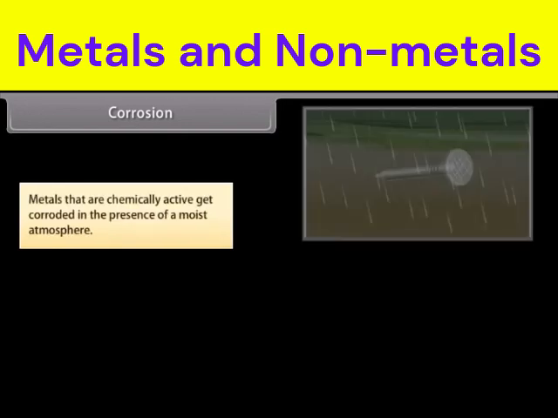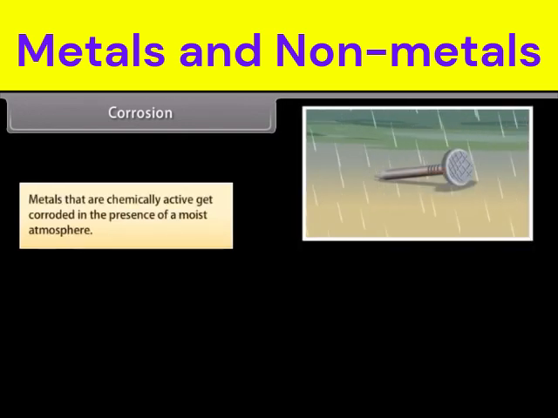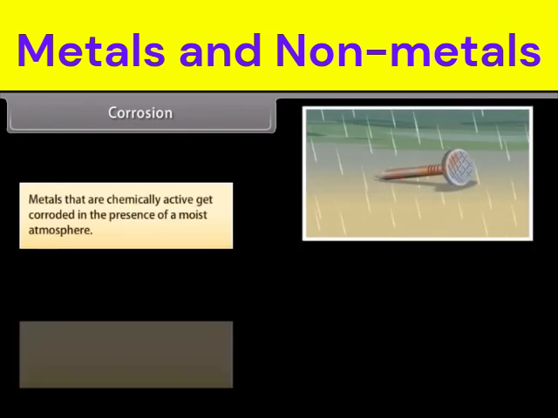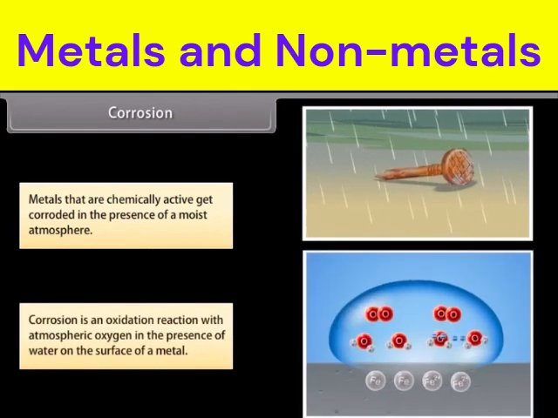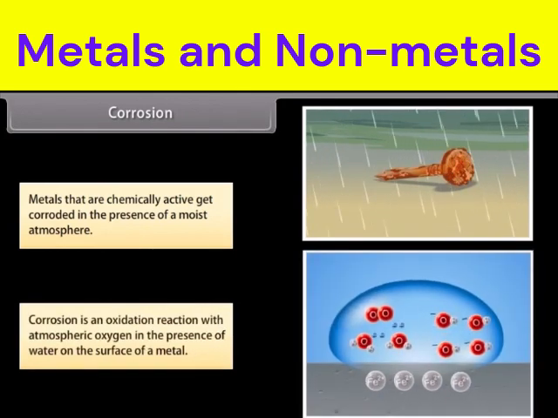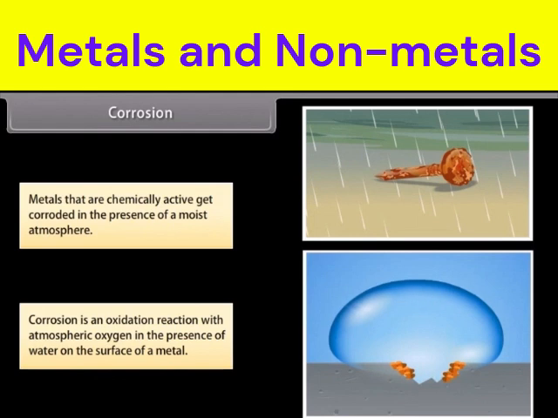Corrosion. Metals that are chemically active get corroded in the presence of a moist atmosphere. Corrosion is an oxidation reaction with atmospheric oxygen in the presence of water on the surface of a metal. For example, iron and aluminium corrode. However, non-reactive metals like gold, platinum, and mercury do not corrode.